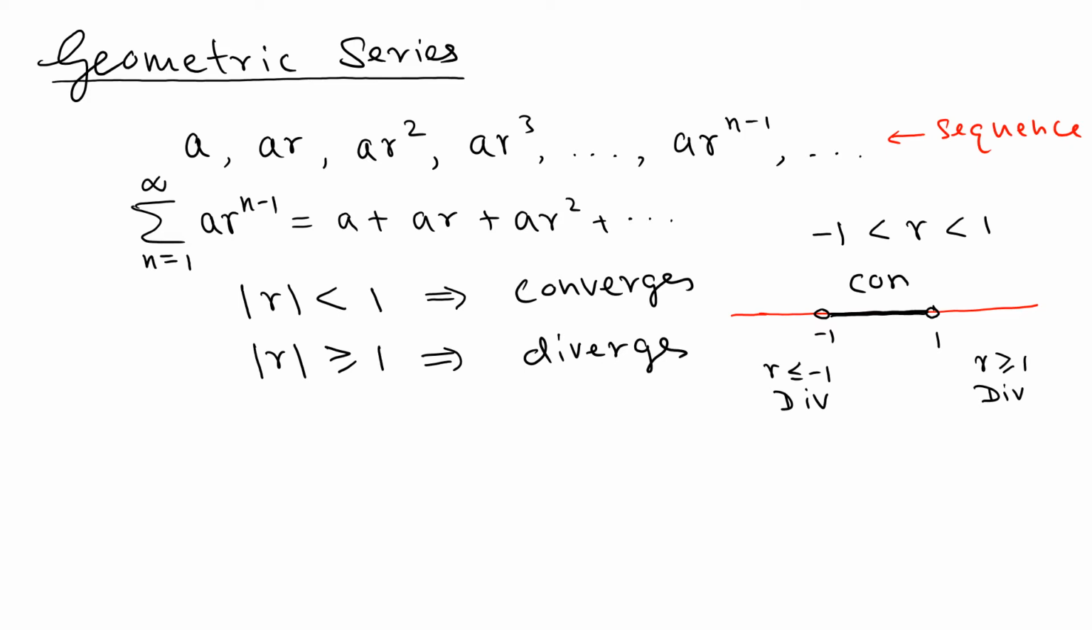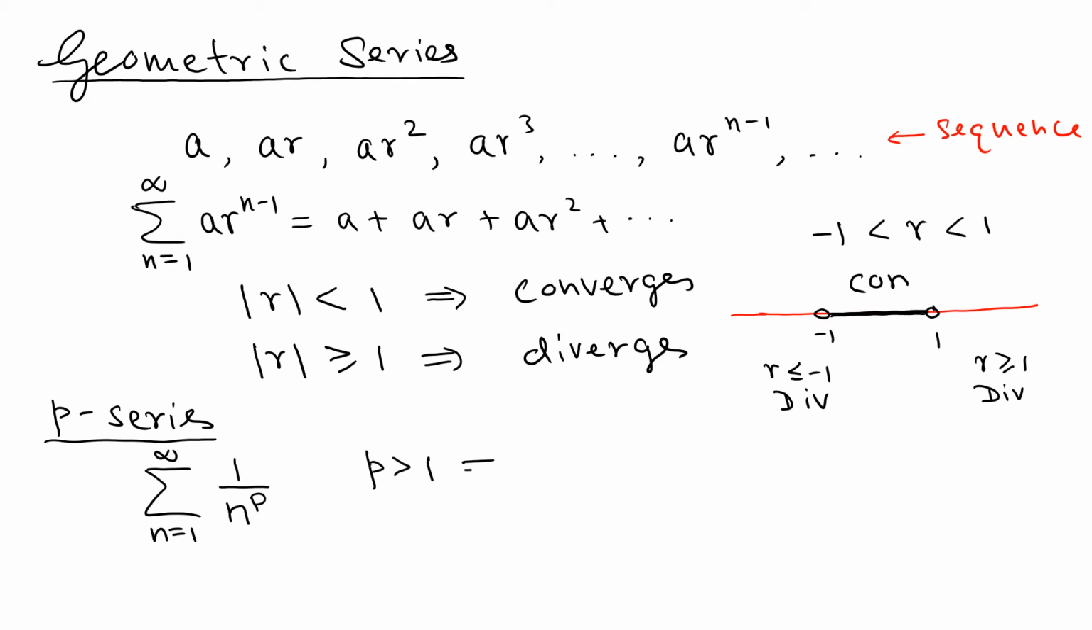Now let's look at the p-series. What's the p-series? We normally write the sum with n going from 1 to infinity of 1 over n to the p. That makes the whole difference there. That's what we call the p-series. And we know that for the p-series, when p is greater than 1, the series converges.